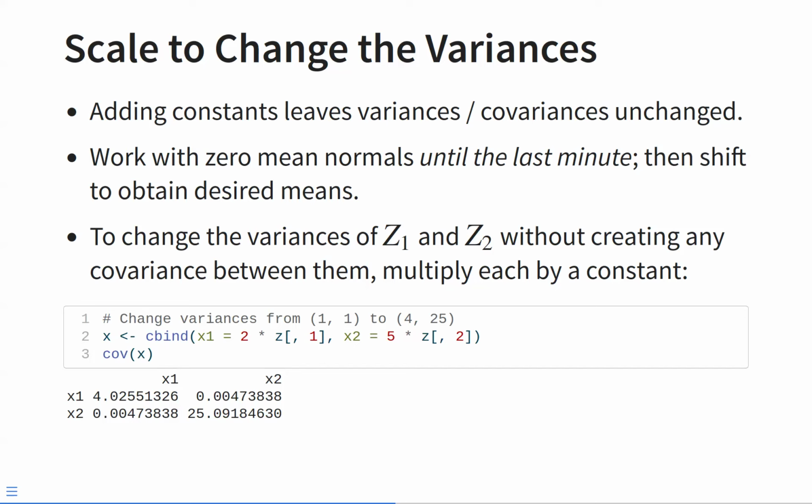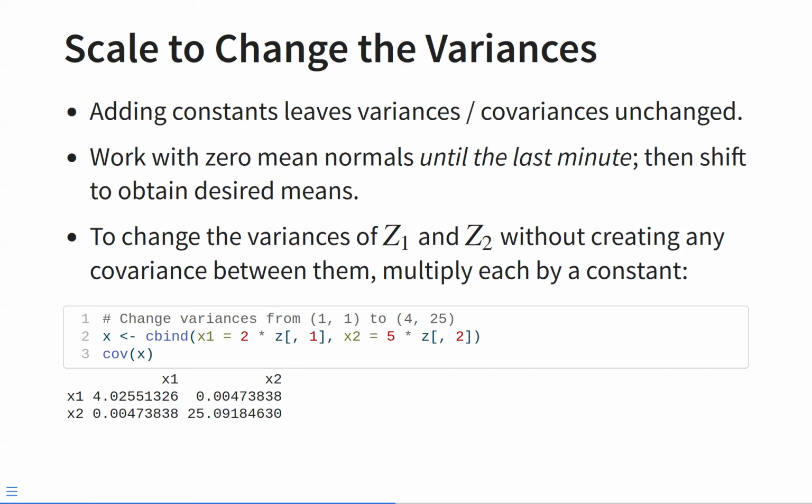How can we change the variances of z1 and z2? Remember that those started off as standard normals, so they had a variance of 1. How can we change these variances without creating any covariance between them? Well, we just multiply each by a constant. So here I've decided to multiply z1 by 2, and I have decided to multiply z2 by 5.